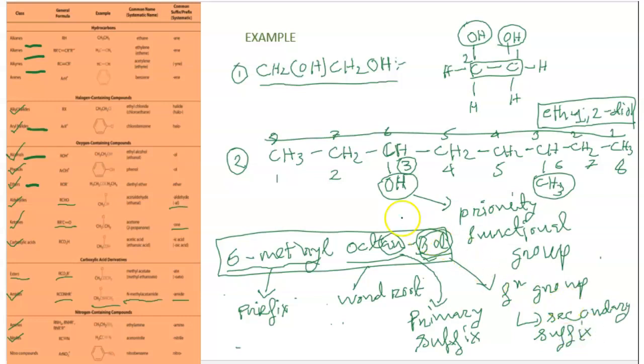I have already discussed the examples with the problems. Examples also I discussed, the functional groups, suffixes, and how we use them, how to write the IUPAC name of a carbon compound with the help of prefix, word root, primary suffix and secondary suffix.